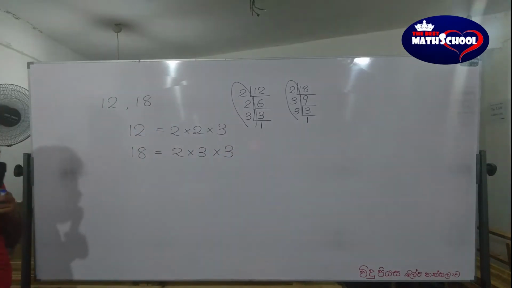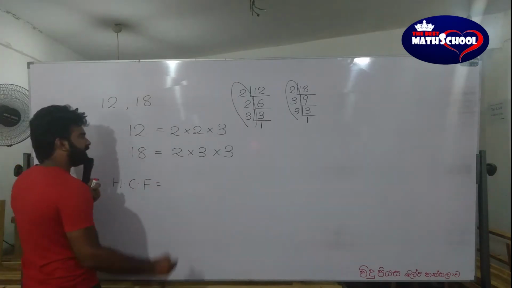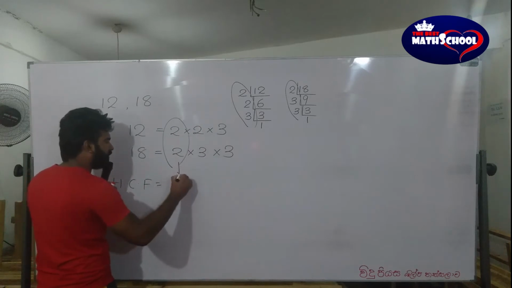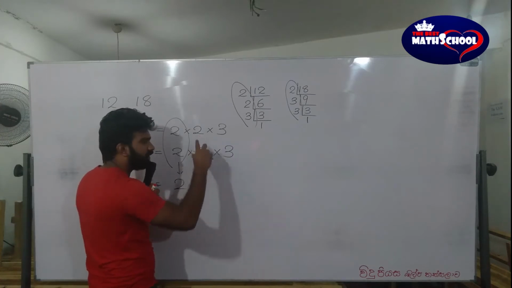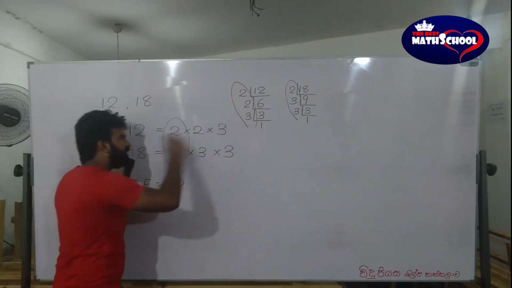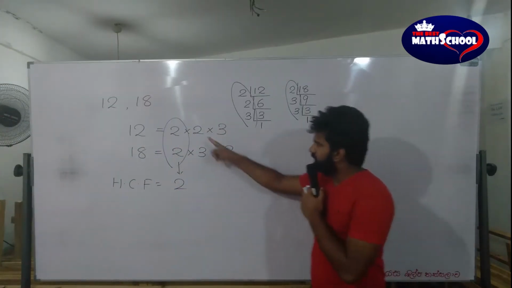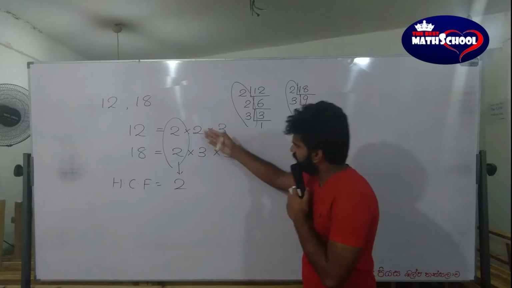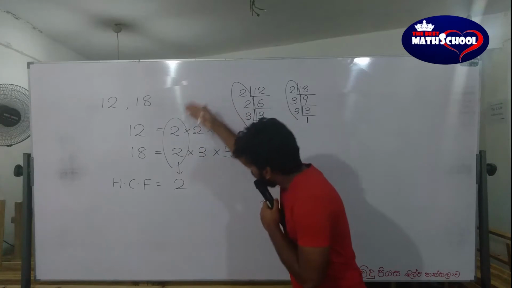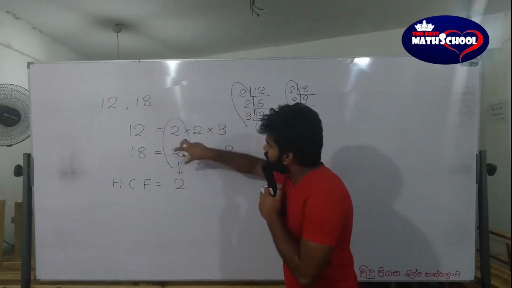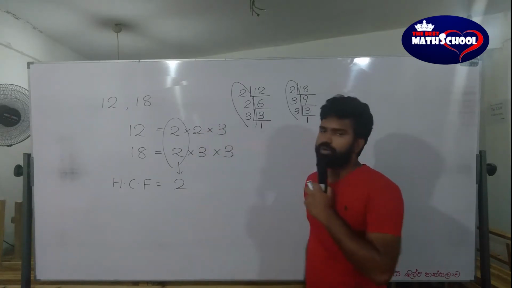Right? Now I'm finding the HCF. To find the HCF, take the common things out. 2 will be common, right? The common things means from 12 and 18, both should have. Both should have. Here we have this 2, so we got this 2 first. Now, other than this 2, we can't see another 2 in 18, so we can't take another 2 out.